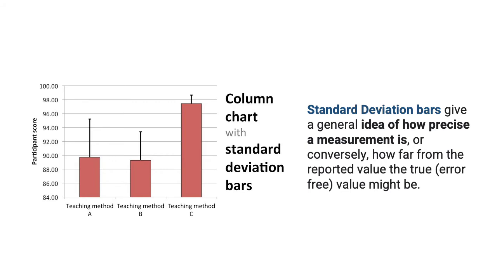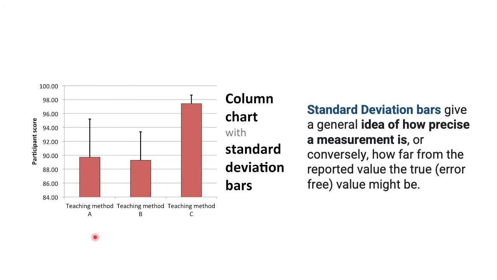When we make a graph, for example, like a bar graph, we add standard deviation bars to give us a general idea of how precise a measurement is to the average, or conversely, how far from the reported value the true error-free value might be. For example, this bar graph is comparing different types of teaching methods. You have teaching method A, teaching method B, and teaching method C. Which teaching method do you think is the best? And which teaching method has the lowest standard deviation?